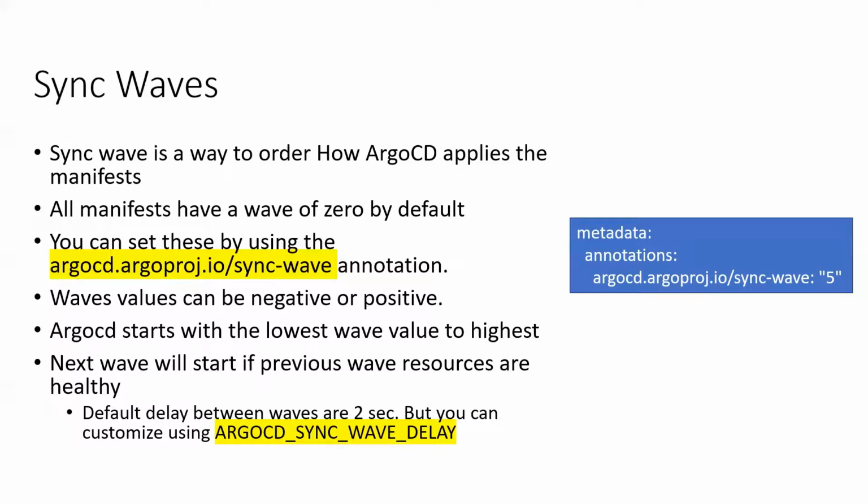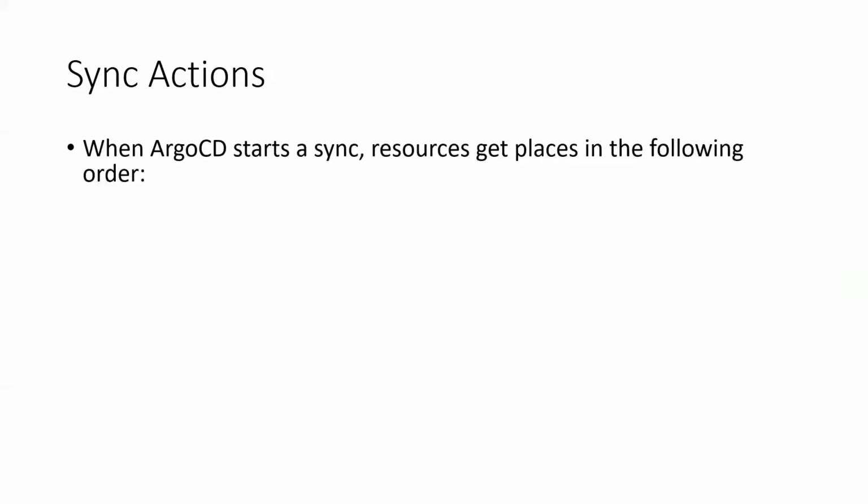Okay. So this is how the metadata annotation looks, and the way it will look, and 5 is the number of the wave. Right. So now we understand this, and let's understand another thing. By default, it's not covered for this particular topic, but here it's aligned. But whenever you are doing a sync, you should understand what order it follows.